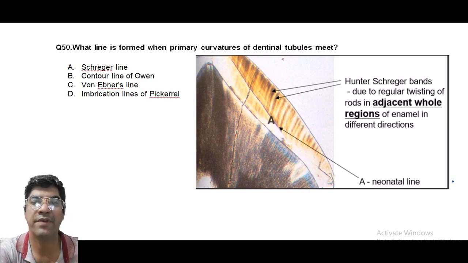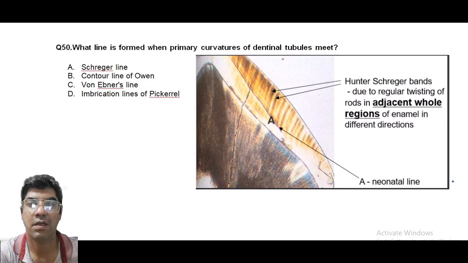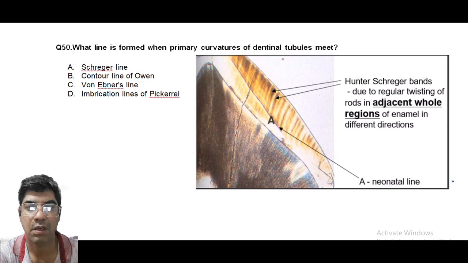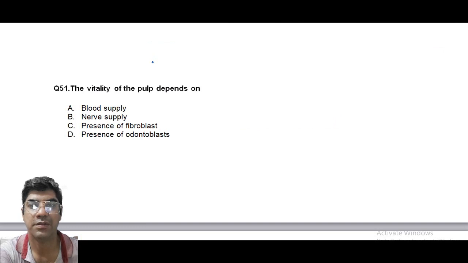What line is formed when the primary curvatures of dentine tubules meet? It is the Hunter-Schreger lines. So these lines are formed due to the coincidence of the primary curvature of the dentinal tubules. So these are the Schreger lines.